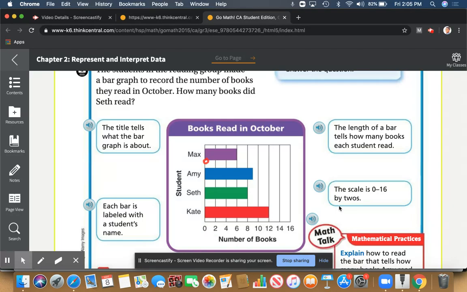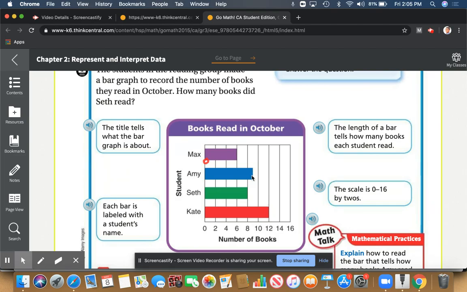All right. Notice the scale is from 0 to 16. They go by twos. Now, why do you think they went by twos when they were numbering? Well, to number all the way to 16 would take up a lot more space. So when they realized that they go up to the number 12, they said, well, I can just skip count by twos and fill my graph in that way.